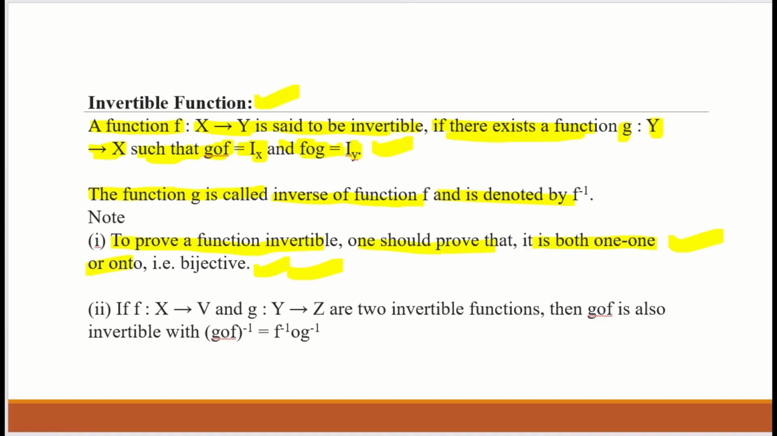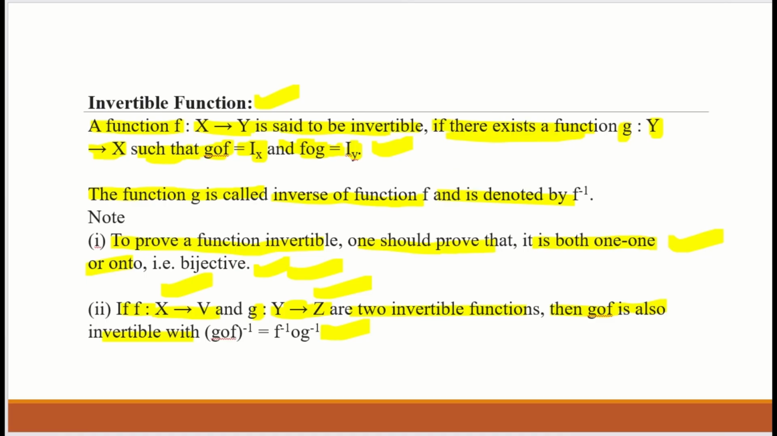Now this is a proof about the inverse of a function. The second point is that if f is a function from x to y and g is a function from y to z are two invertible functions, both f and g invertible, then g composite f is also an invertible function, with g composite f whole inverse equal to f inverse composite g inverse. Okay, that is about functions.